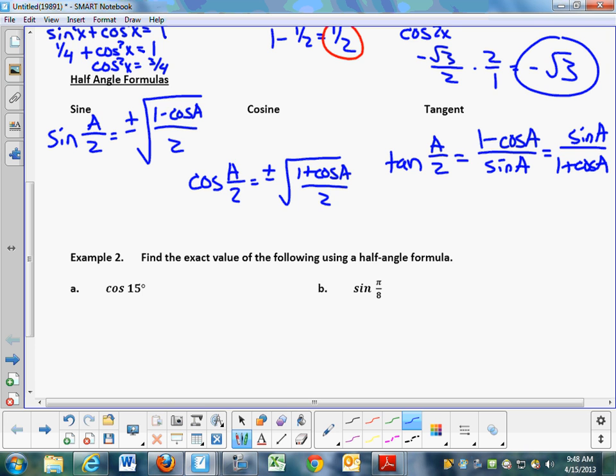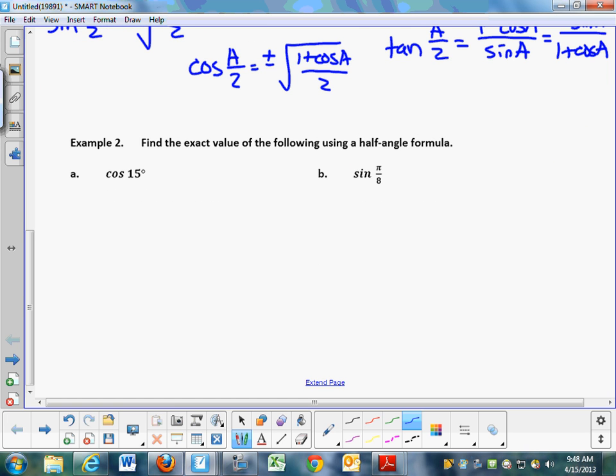All right. It says find the exact value of the following using a half angle formula. Now, you guys, I'm giving you the basic problems here, okay? The basic ones. We're going to get to harder problems in a little bit. Not necessarily today, but it says find the exact value. I gave you the exact problem like this a couple days ago. Do you remember? Yeah, you were asked to find the cosine of 15, and you wrote it like this.